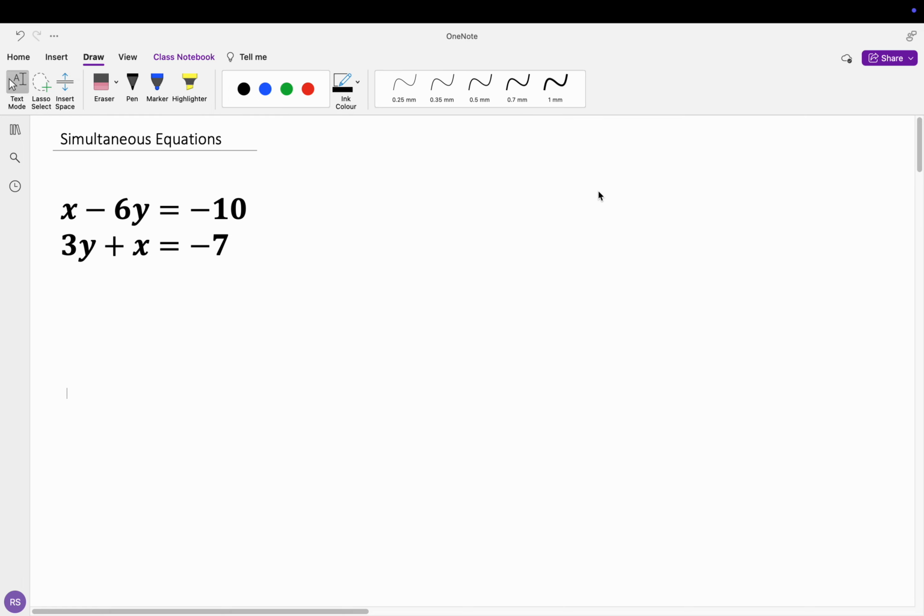Everyone, so this is another example. Okay, we're going to go through solving simultaneous equations using the substitution method. All right, so again, what is the substitution method? We want to represent one variable in terms of another.